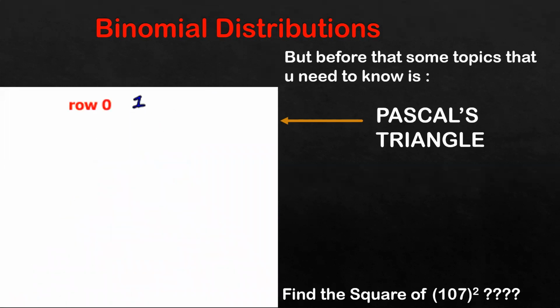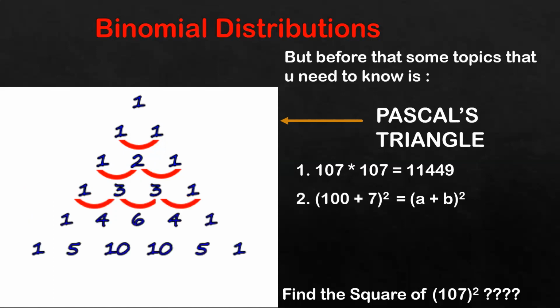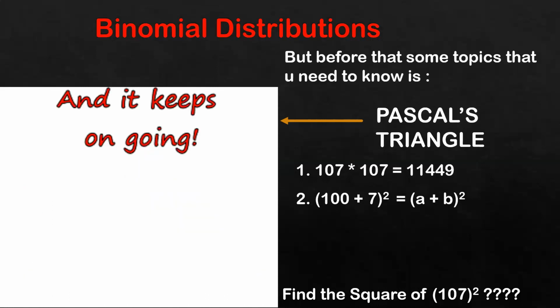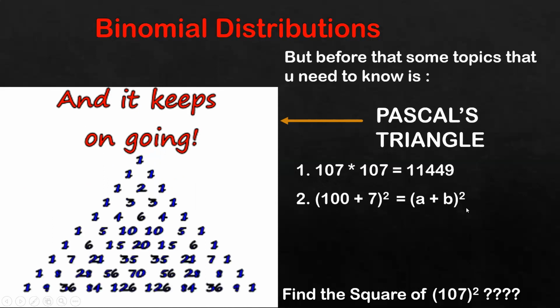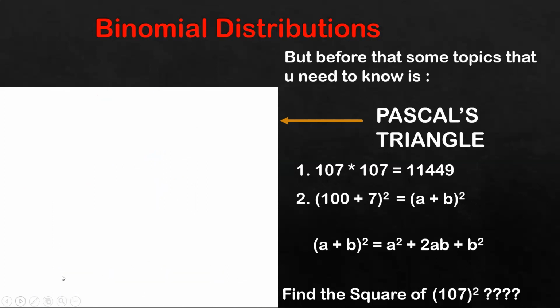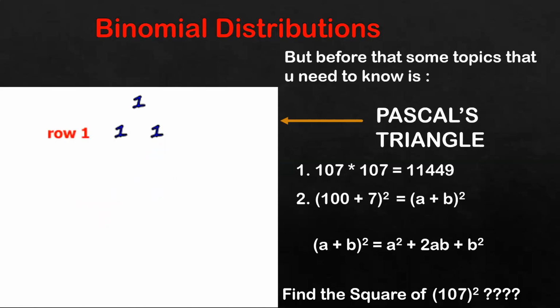Now what is this? If I tell you to find the square of 107, the whole square, how will you do it? The first step is 107 into 107. You get the answer. Or the second step is we can split 107 as 100 plus 7, the whole square. Can I say this is in the form of a plus b the whole square? Correct. What is the formula for a plus b the whole square? It's a square plus 2ab plus b square.